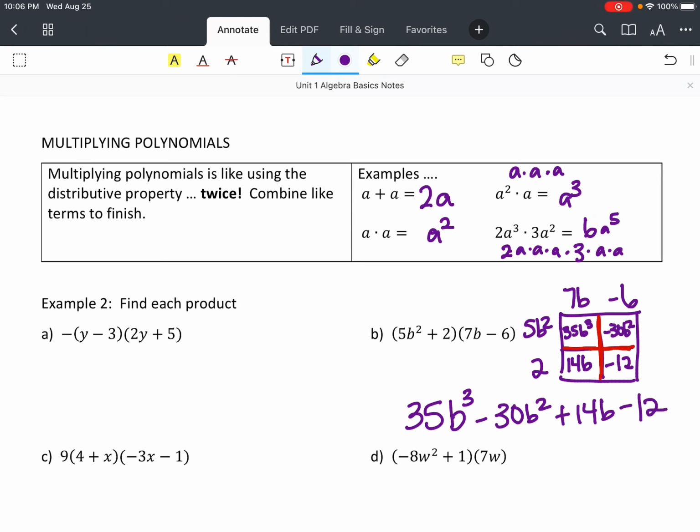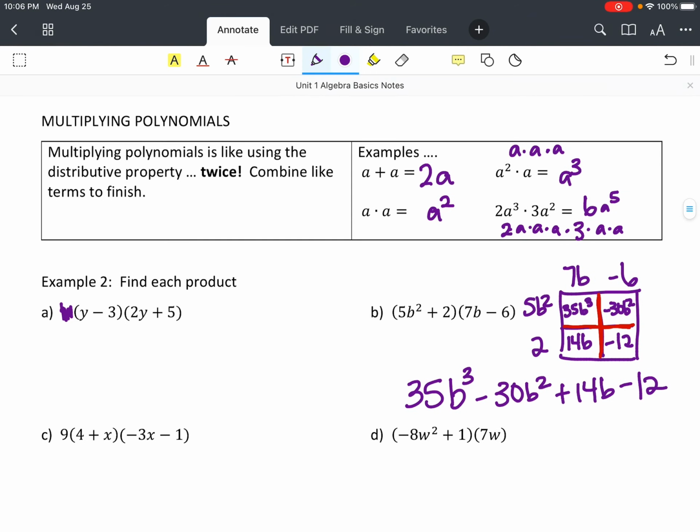Not all our examples will be like that. Let's look at example A. For this purpose, we're going to just look at the terms and not worry about the negative right now. So what we're going to do is make another box. We're going to put the first term on the left, so we get y and -3. And then we're going to put 2y plus 5 on top of the box.